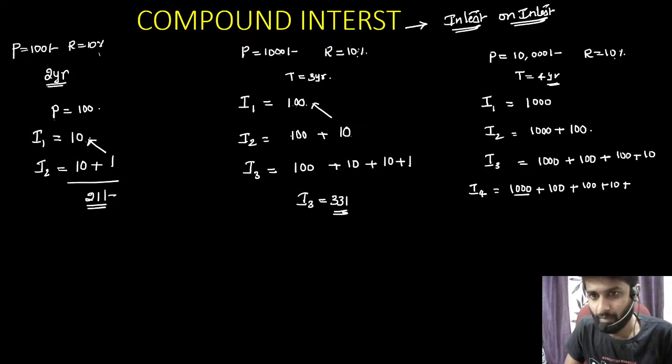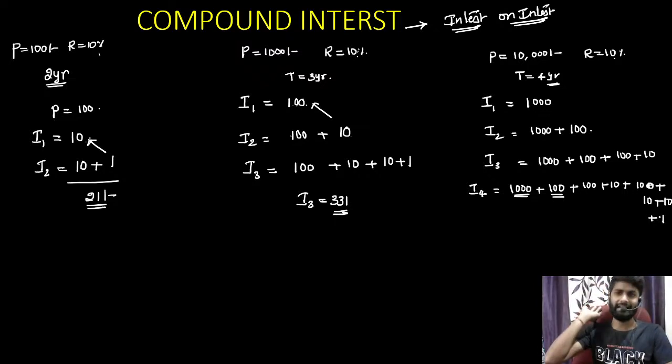Now we need to pay extra amount. So 10% of these values: 10% of 1,000 becomes 100, plus 10% of 100 becomes exactly equal to 10. So 10% of 100 becomes 10, and 10% of 10 becomes 1. So this is the normal calculation.